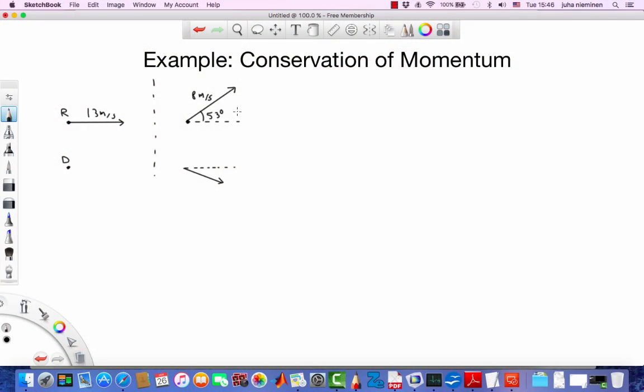In this example, we have yet another collision, but we have some offset angles involved as well, which means that we have to solve this problem using components. We could do it in vector form as well, but it's probably clearer to divide it into components. So what we have here are two skaters.